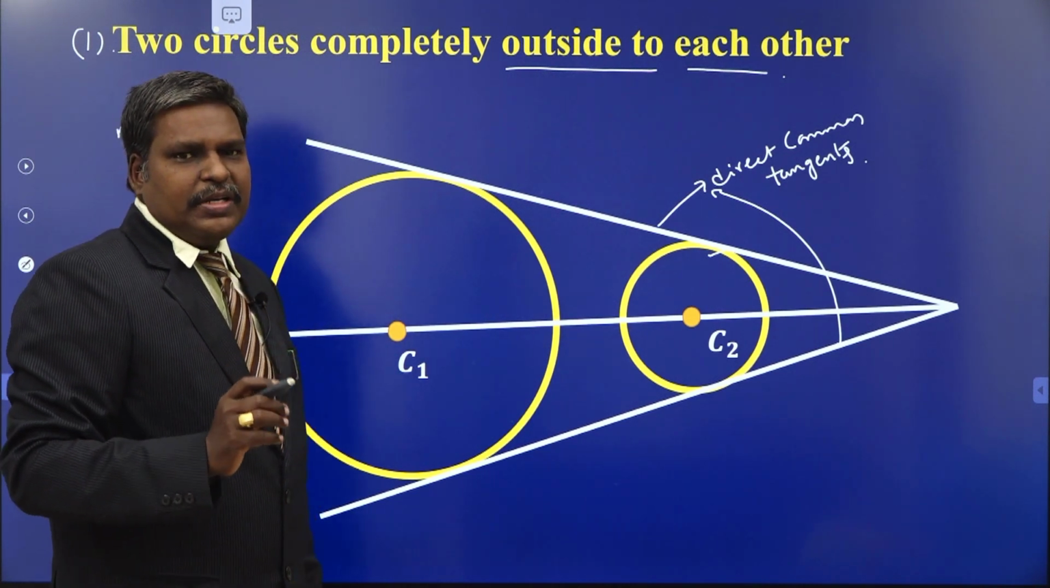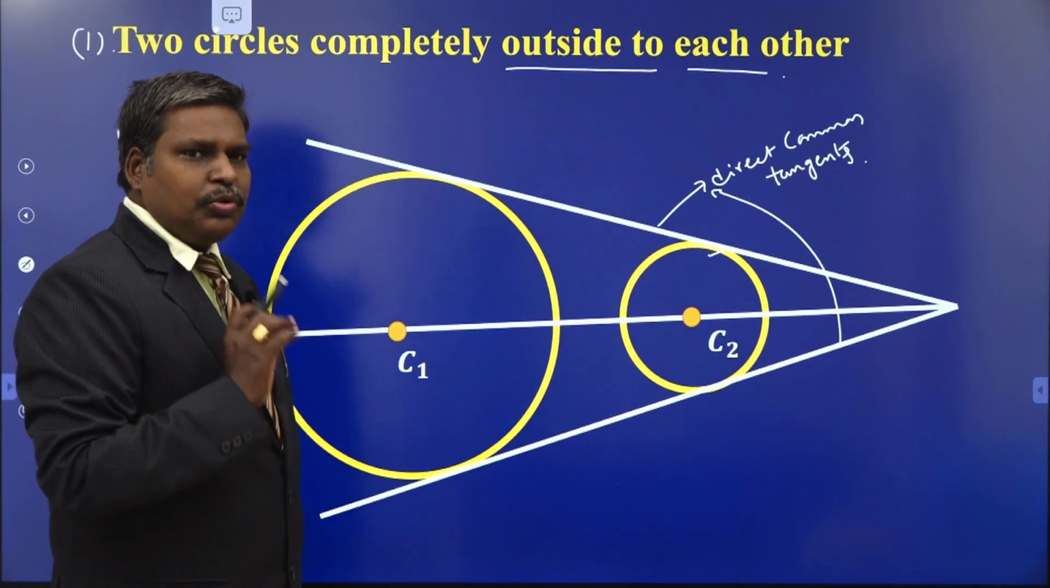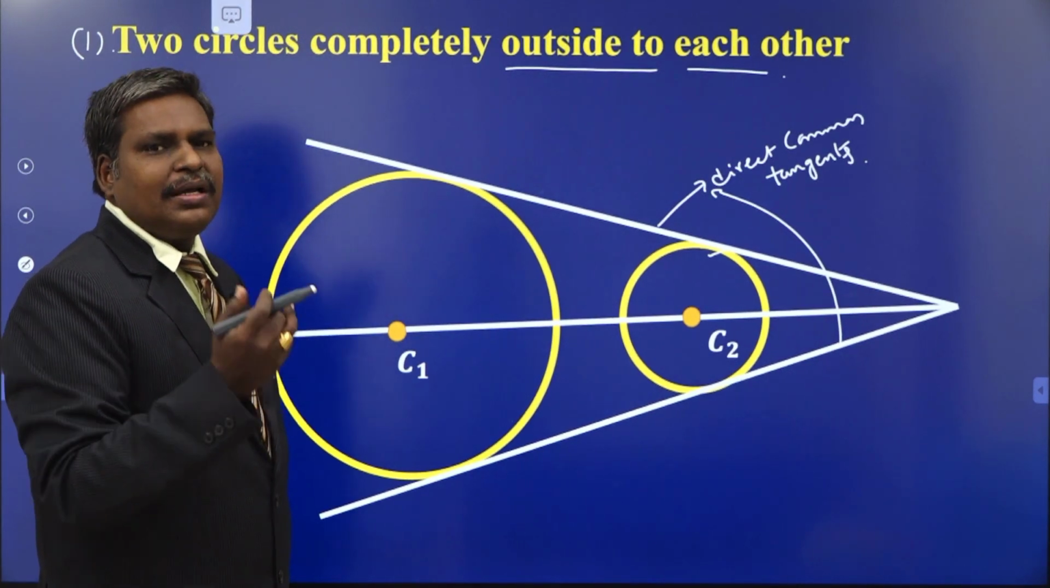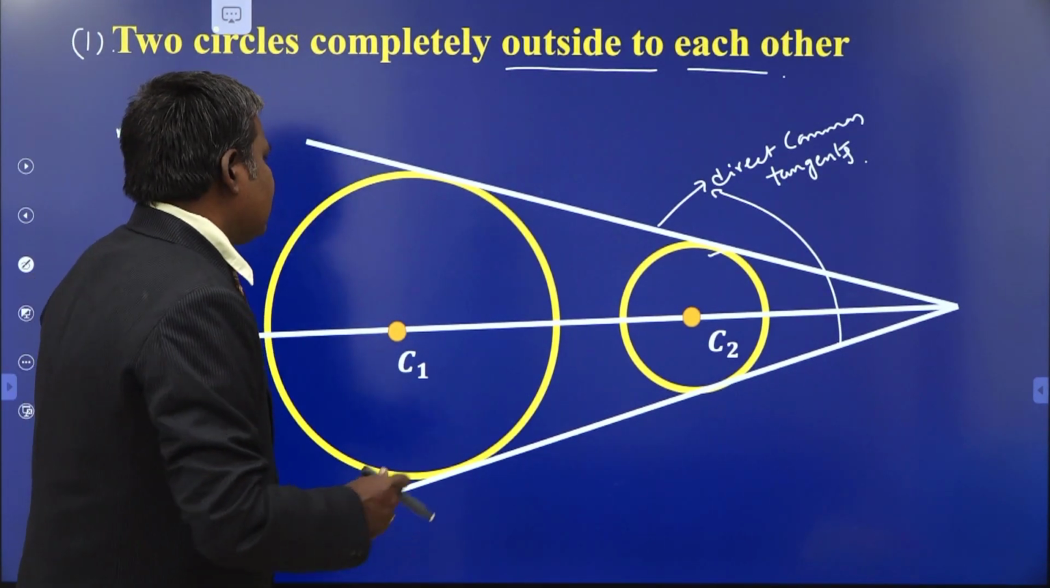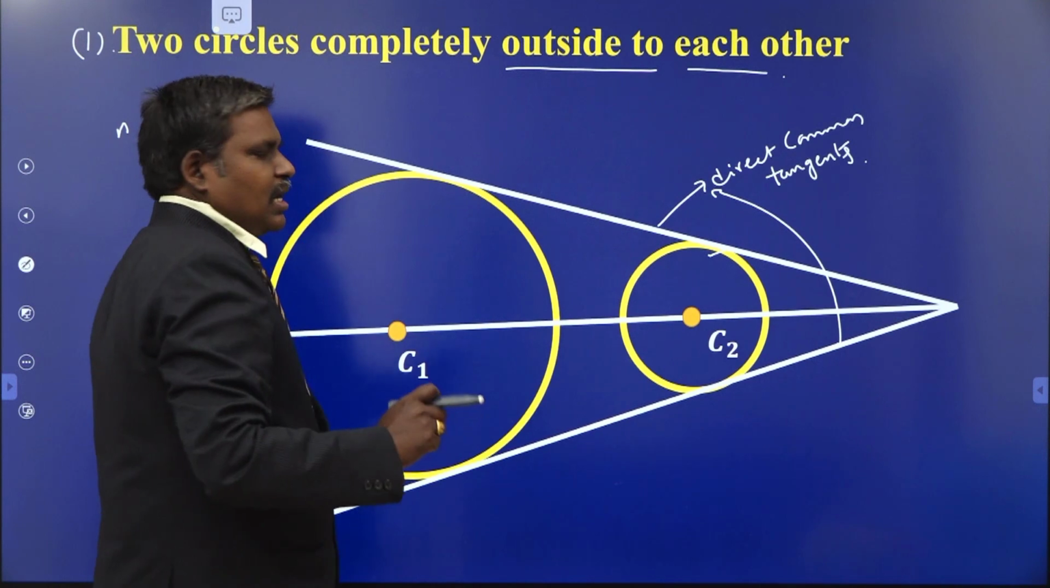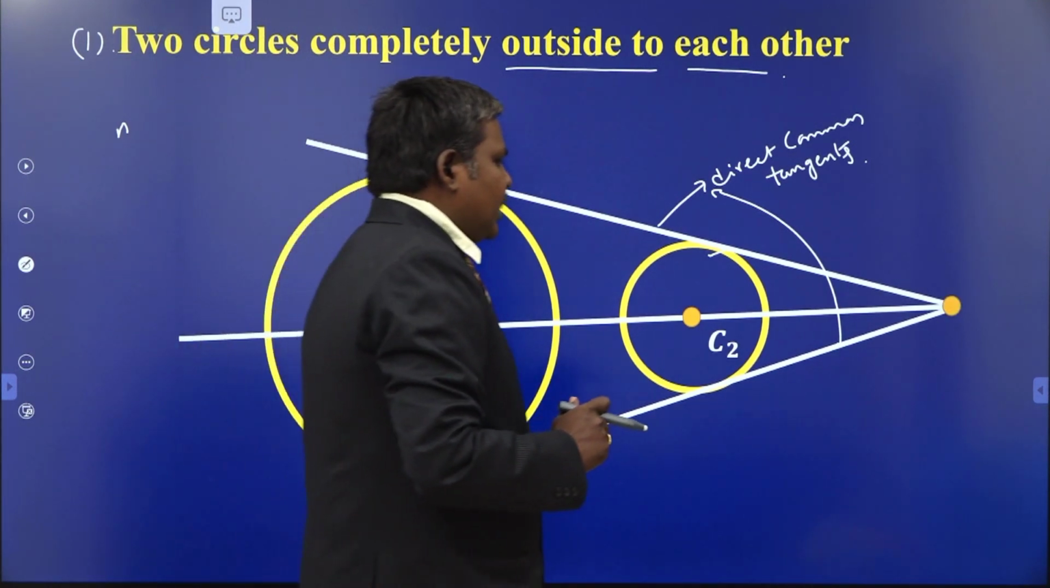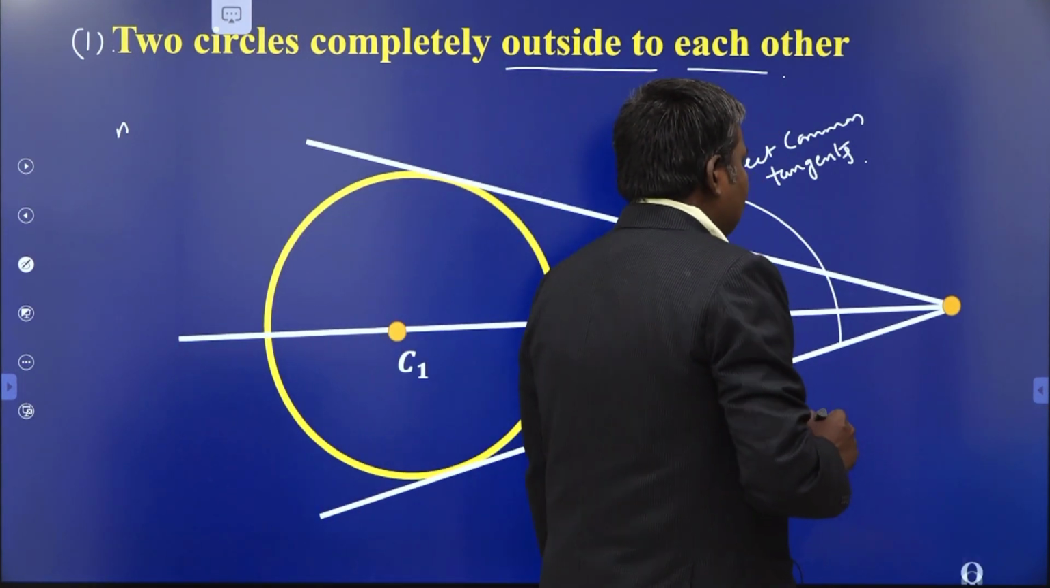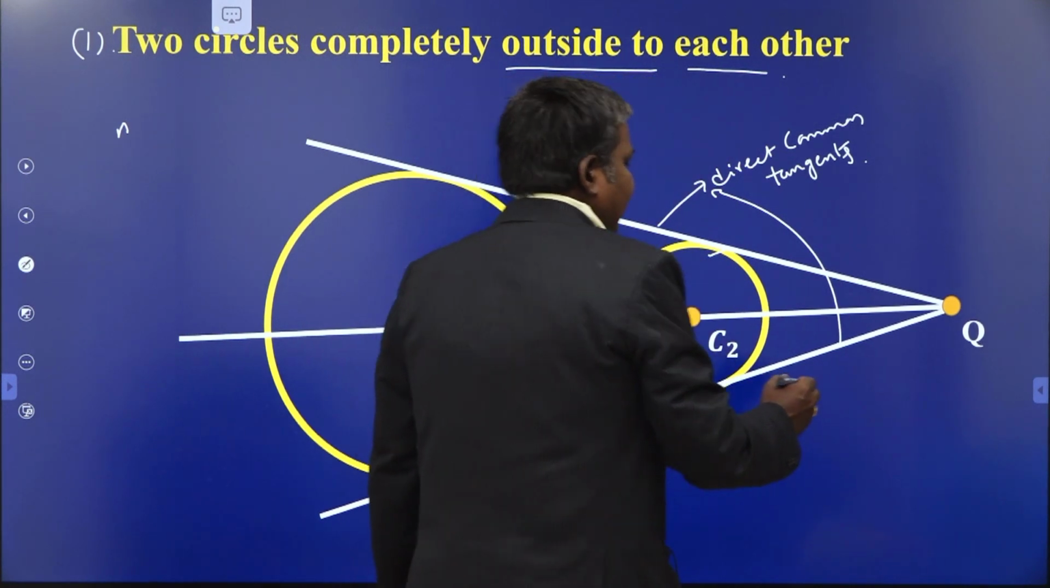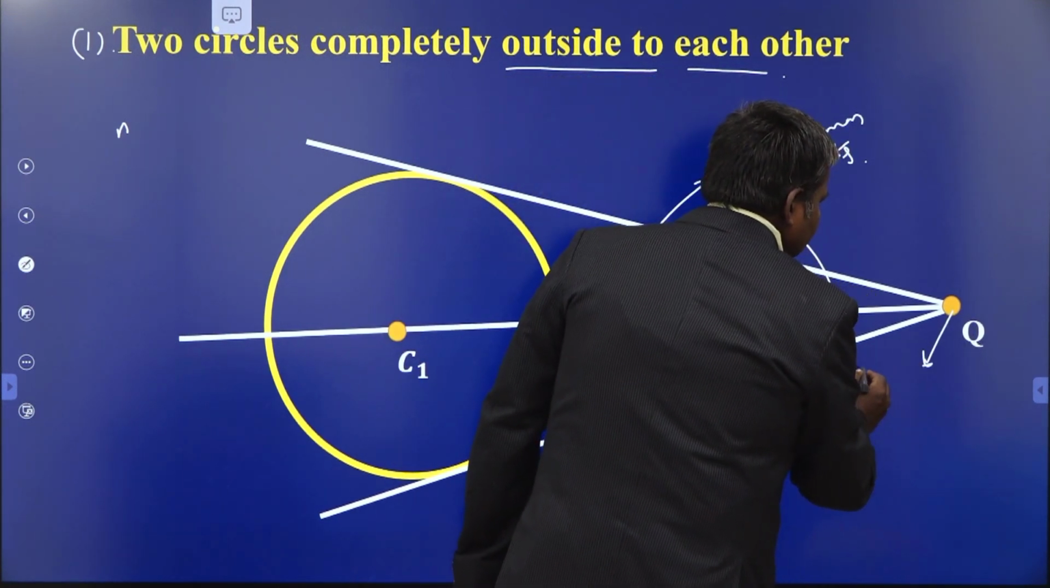A direct common tangent means it is a common tangent to both circles, and it is on the same side of both the centers of the circles. So these are the two direct common tangents. These direct common tangents intersect at this point Q, say. This point is called the external center of similitude.